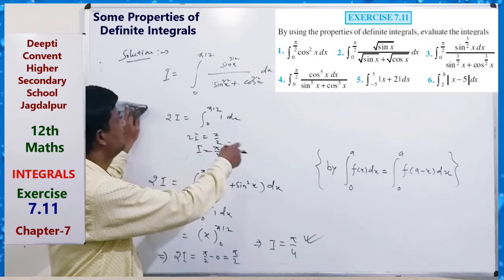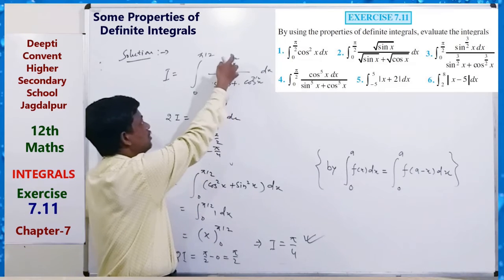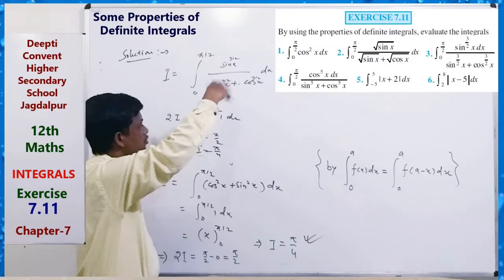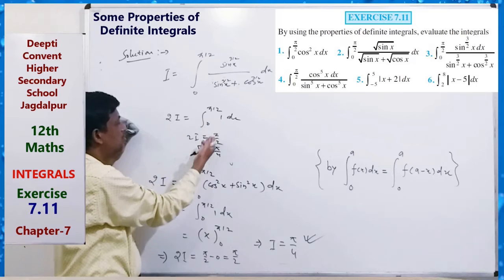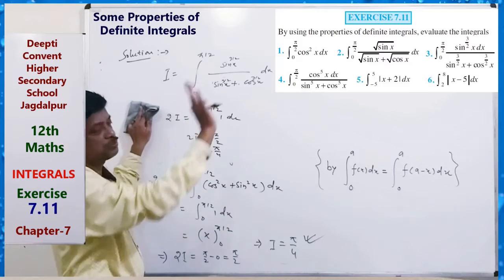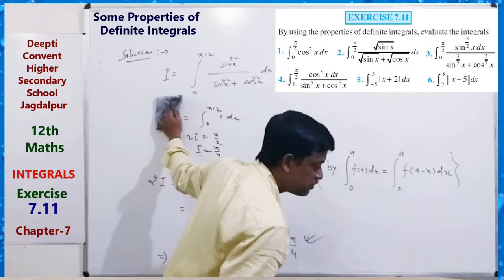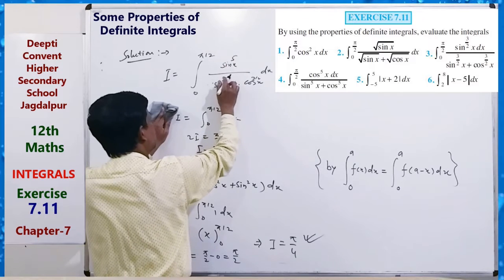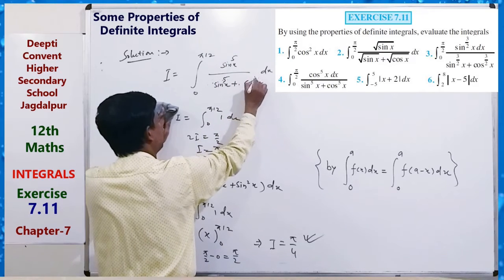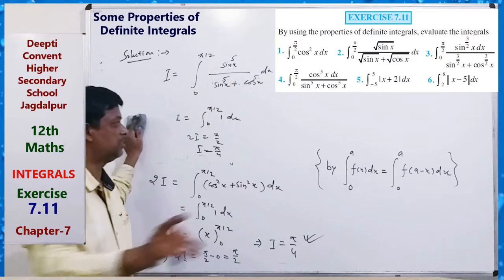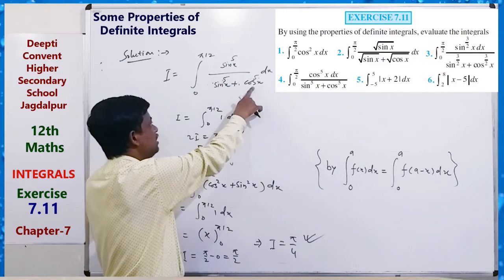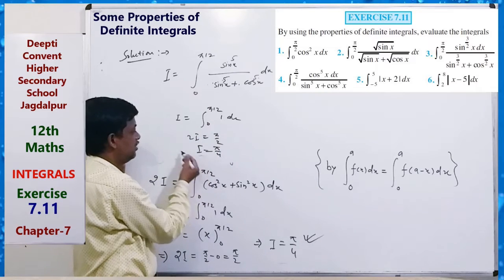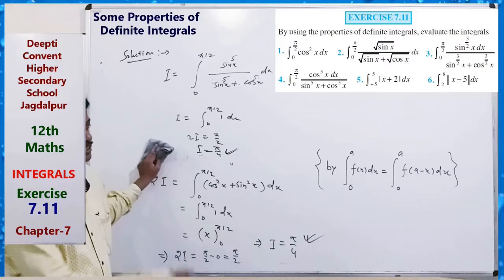Just apply this formula and then, adding to get 2I, here sin converts to cos, so the denominator is the same and the numerator gets cancelled after adding, giving 1, and pi/2 gives pi/4. Question 4 is also the same. Here power 5, power 5, power 5. Same method, apply this formula. This will be cos and sin, add, you can get 1. And integrating it, we get pi/4. So its answer is also pi/4.